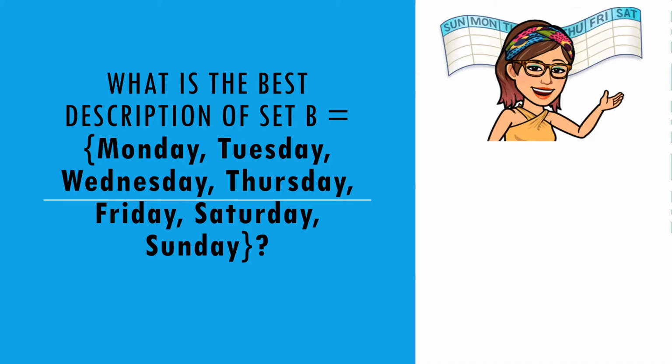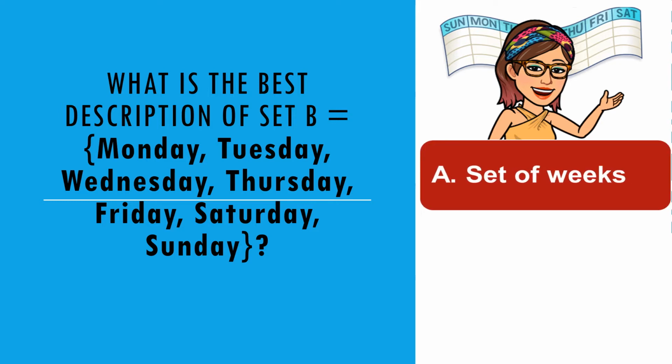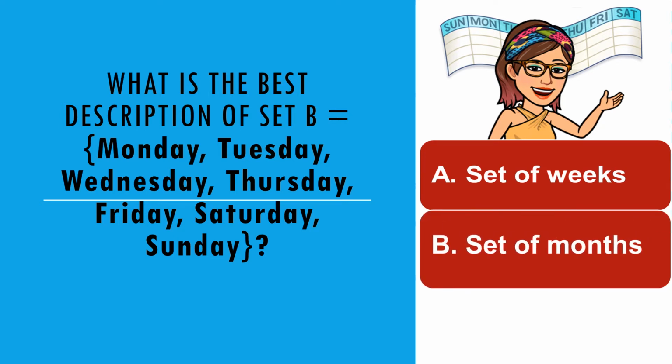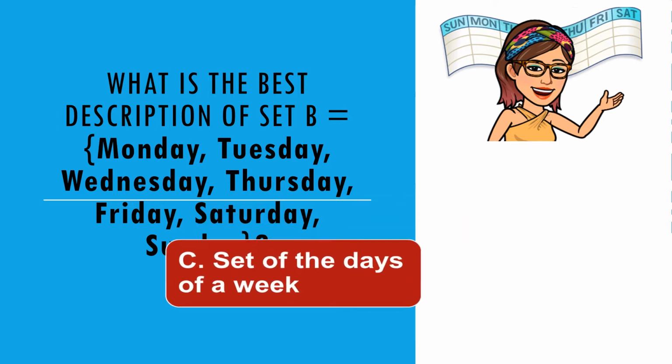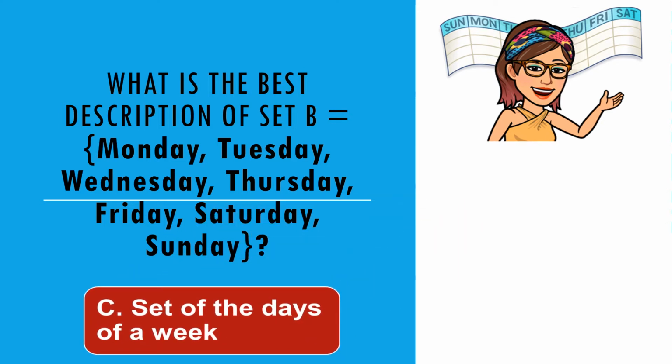What is the best description of set B? Monday, Tuesday, Wednesday, Thursday, Friday, Saturday, and Sunday. A. Set of weeks. B. Set of months. Or C. Set of the days of a week. The answer is set of days of a week.